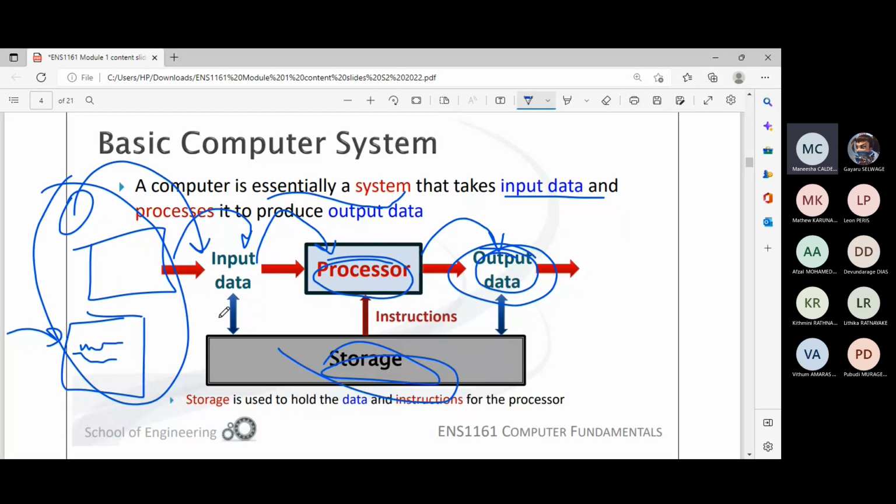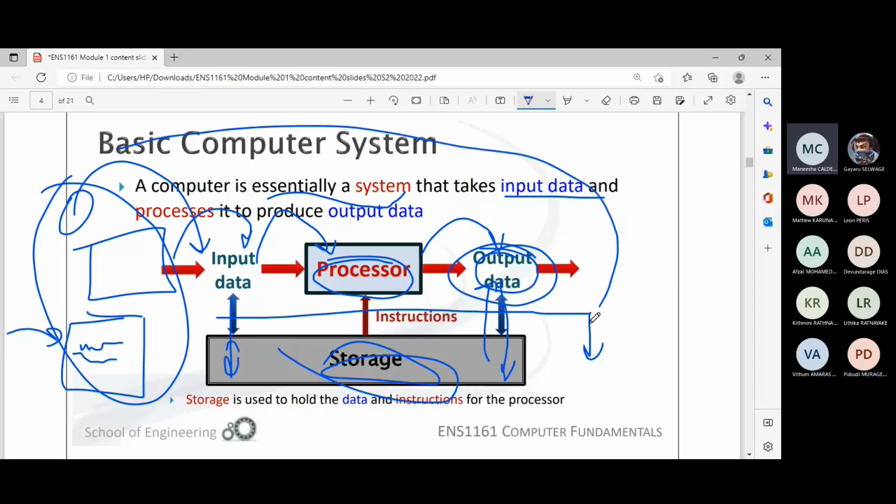Behind the scenes, one important thing here is the storage. Each and every time we can store the data, take it from the storage, or put it into the storage, or take it out from the storage too. So this is a very basic, very high-level computer system.